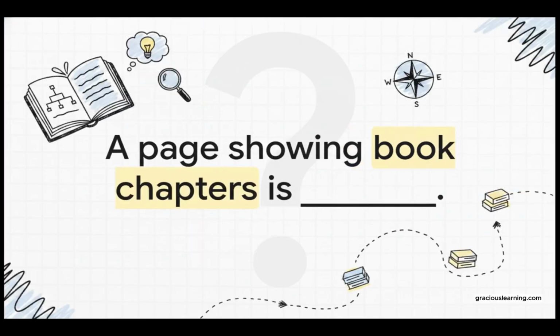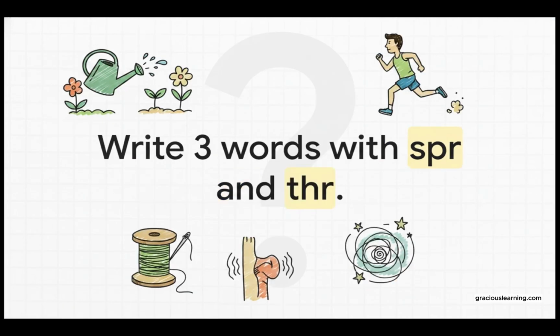Question 3. Let's test that macro-level map knowledge. A page showing a book's chapters is called the table of contents. It lays out the whole journey for you, chapter by chapter. Next up, write 3 words with spr and 3 with thr. Besides spray and three, you might have thought of spring, sprint, thread, or thrill.